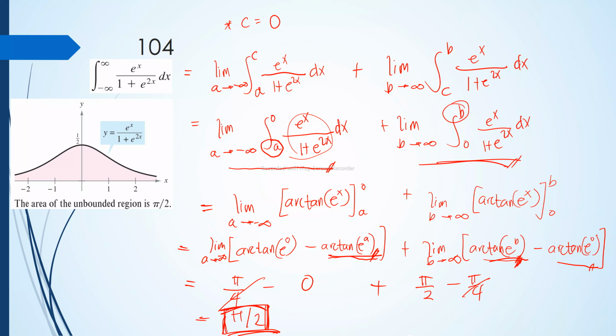Since we have a particular answer, pi over 2, or a particular solution, then this improper integral converges. So this is the graph of this improper integral, e to the x over 1 plus e to the 2x. It is important to first determine what type of improper integral this is.